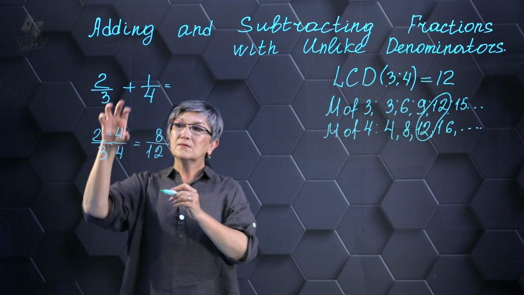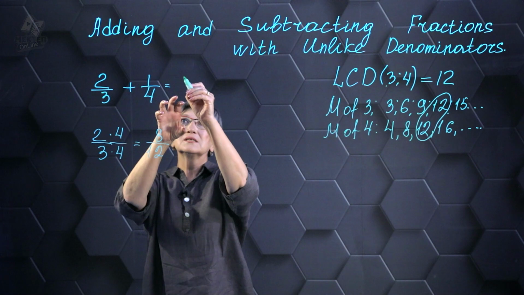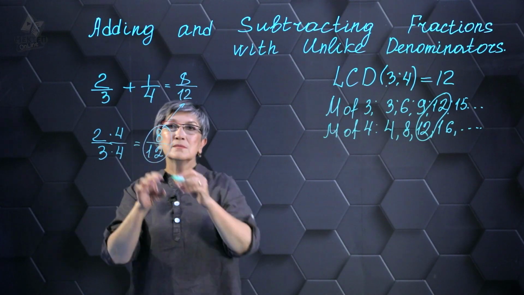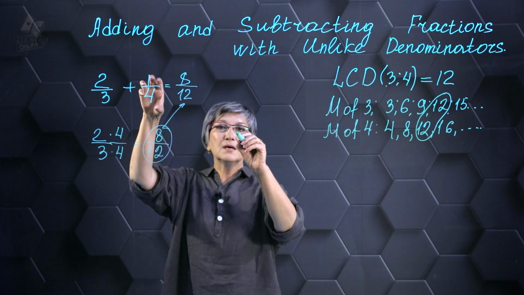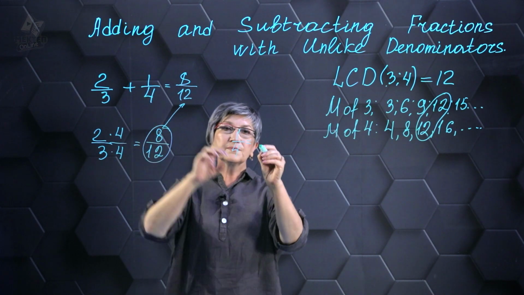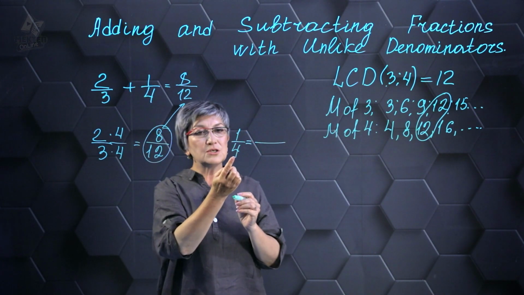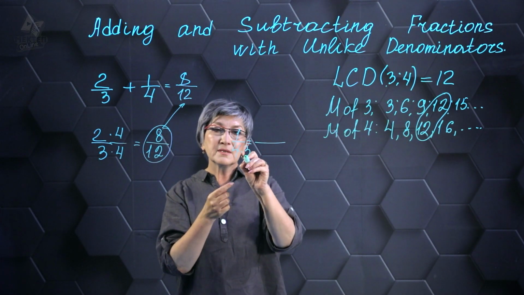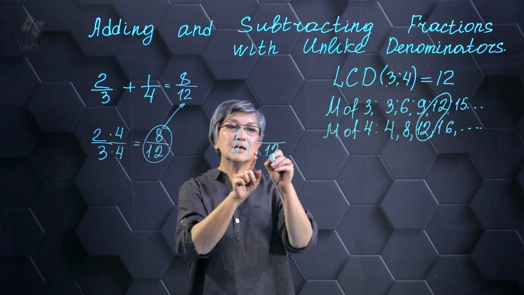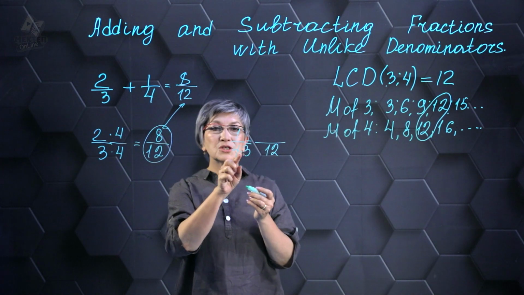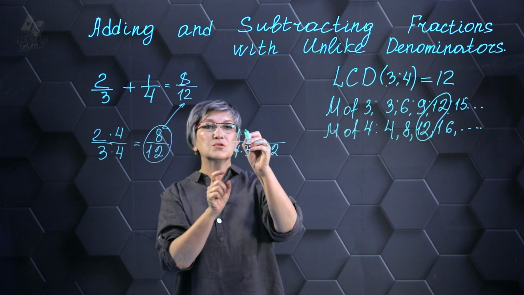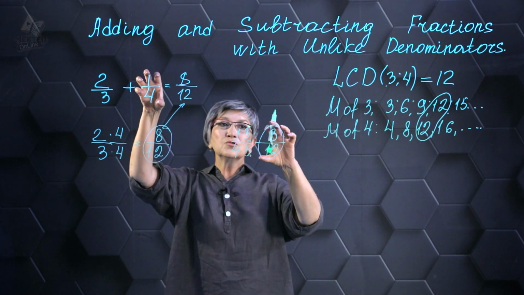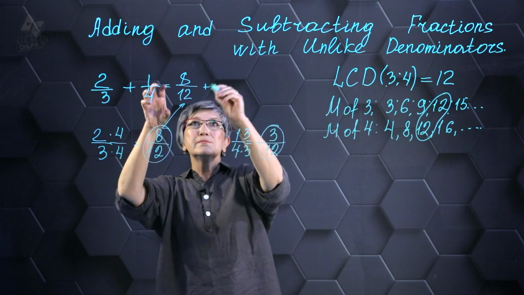Instead of 2/3, I have 8/12. I position it right here, 8/12. Now, 1/4. My objective is to get 12 as the denominator. What should I multiply by? By 3. 4 times 3 is going to be 12. But if I multiply the denominator by 3, that means I have to multiply the numerator by 3 too. It will be 3/12. I am putting 3/12 here.